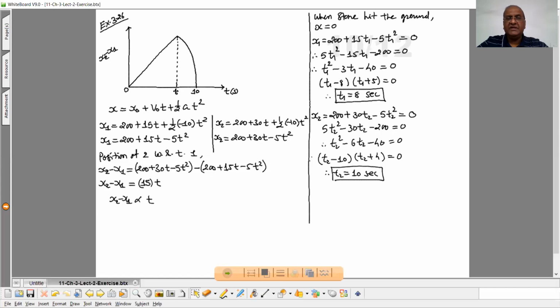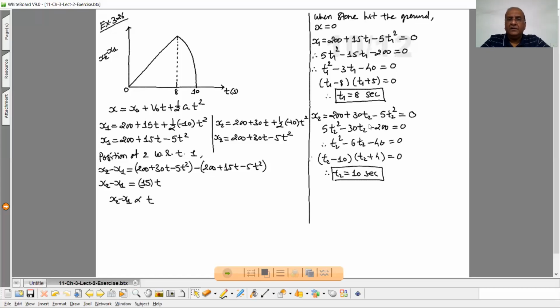Okay. Now see, x2 equals 200 plus 30t2 minus 5t2 square. So here, this equation suggests x2 is proportional to t2 square. The position of the first one is on the ground, meaning 0. It implies that the graph will be a parabolic one, because x2 is proportional to t2 square.